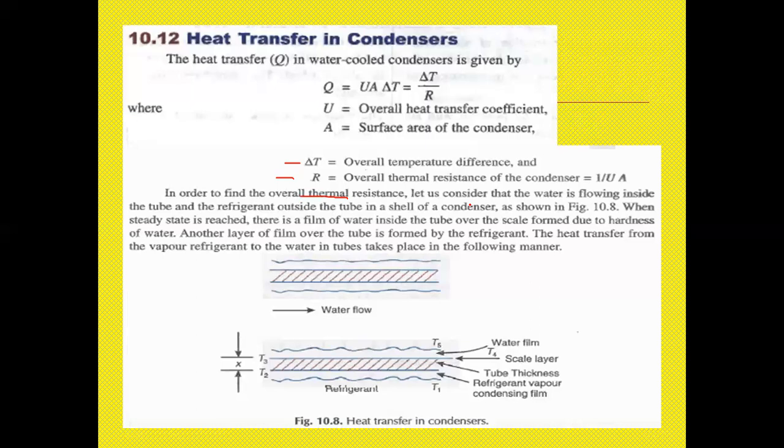When it is already in steady state, there is a film of water inside the tube. There is a film of water inside the tube over the scale formed due to the hardness. Another layer of film.